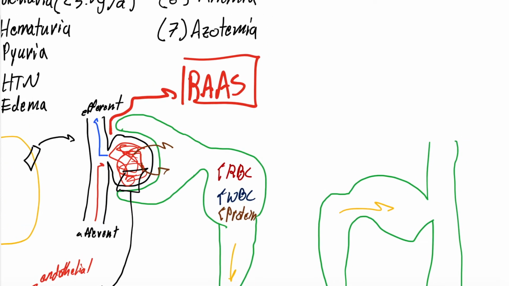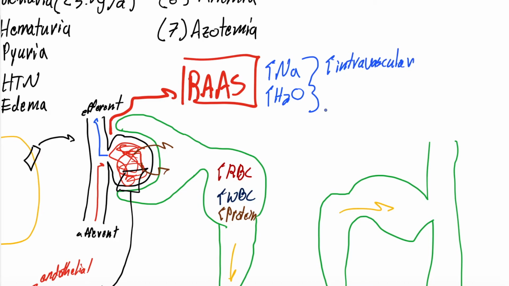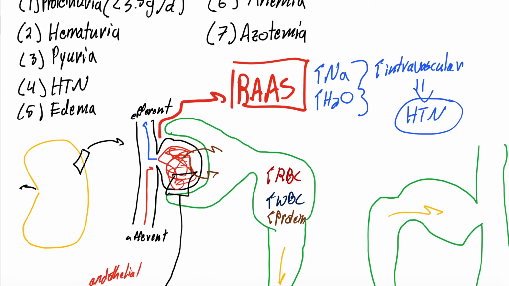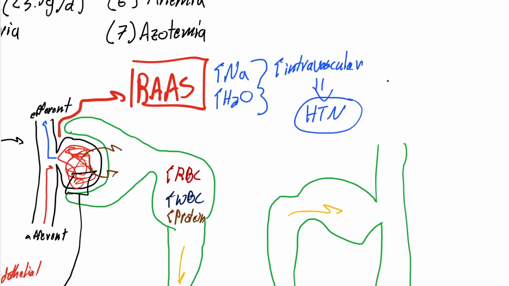So what they do then is they start to absorb more sodium, which then absorbs more water. And by absorbing more sodium and more water, we're going to get an increase in the intravascular volume, right? Because all that fluid and salt is staying in the blood vessels. And as a result of that, we're going to get higher blood pressures, or hypertension, right? And that is number 4, hypertension.